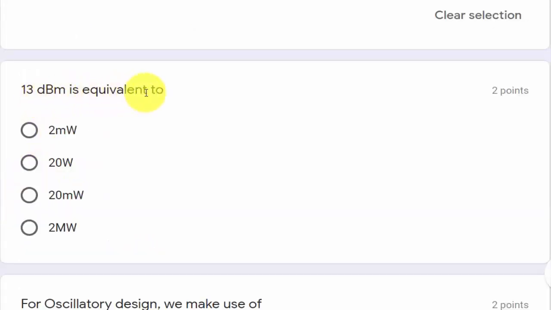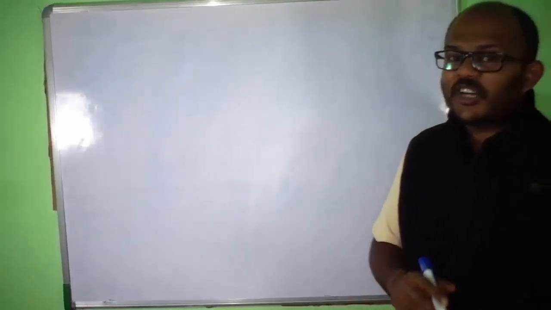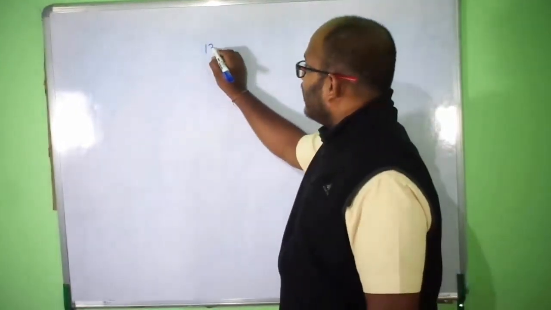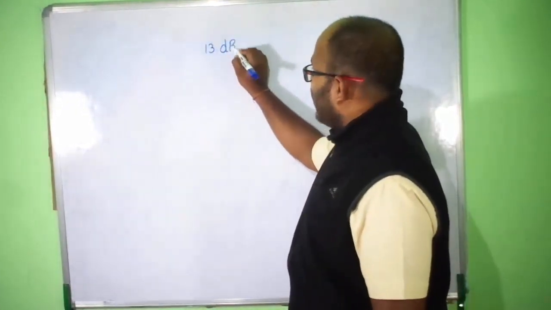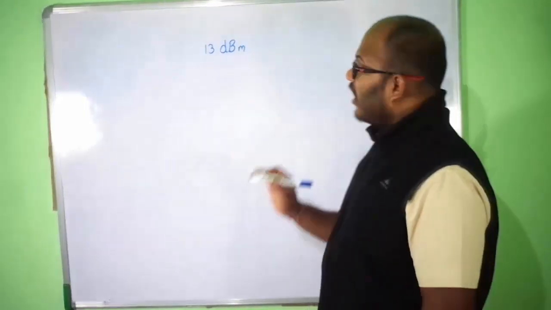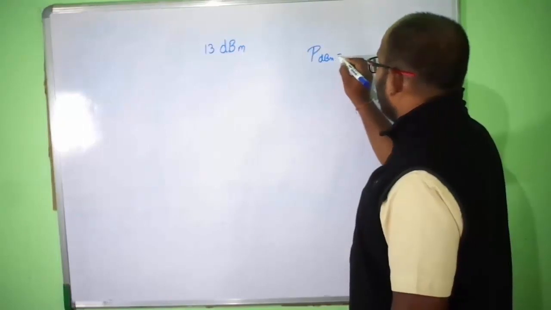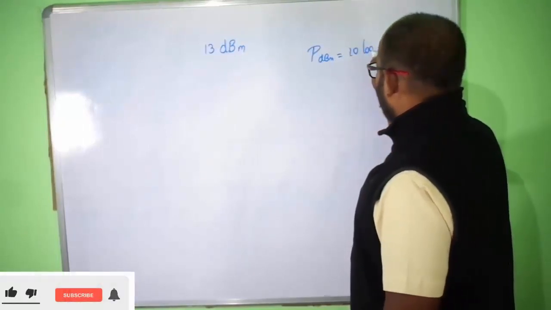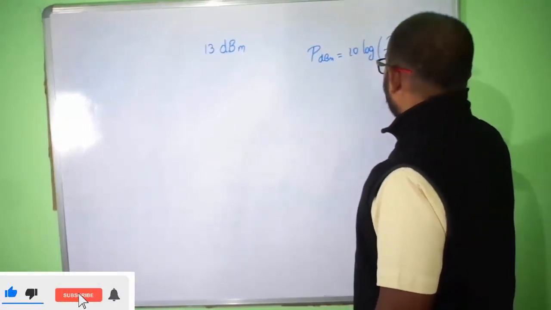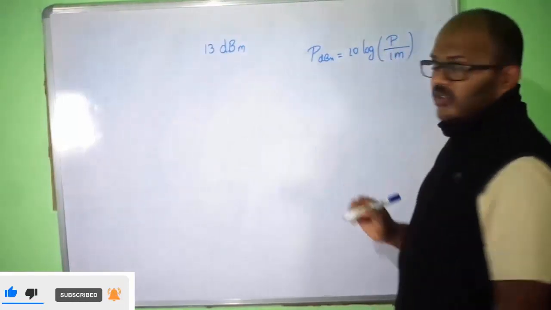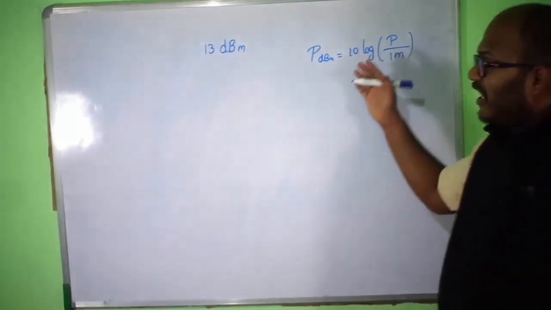Next question: 13 dBm is equivalent to 2 milliwatt, 20 watt, 20 milliwatt, or 2 megawatt. In this question, they are asking what 13 dBm is equal to. Now we know that power in dBm is equal to 10 log of power divided by 1 milli. So this is how we express it in terms of dBm.